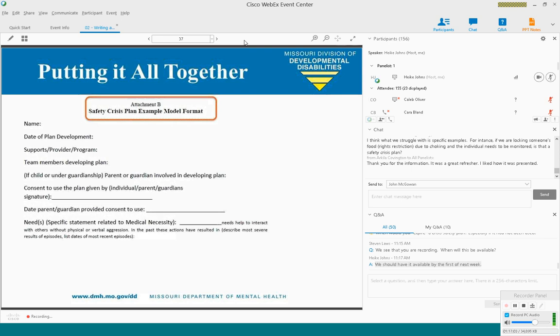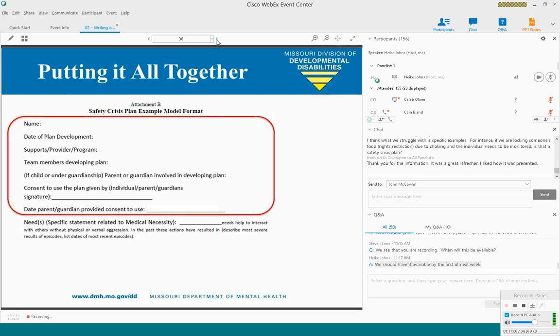So the first section is just basic demographic information that's part of really any plan you've ever made about anything. That includes the person's name, when you developed it, so the date that the plan was made, and who participated in the development. The legal guardian has to consent to the use of the safety crisis plan, so should the individual. The individual should be involved in this plan.